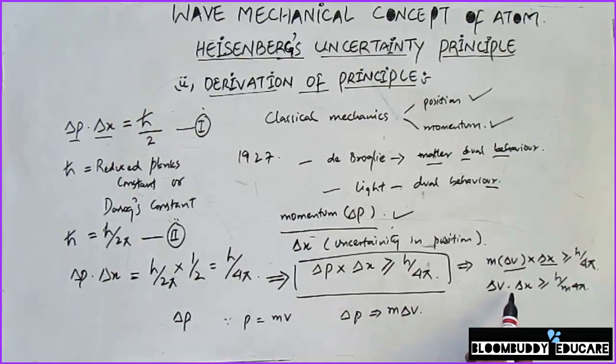Delta v into delta x is greater or equal to h by 4 pi m. So this equation is also Heisenberg's uncertainty principle. What this equation means is that the position and velocity of an object cannot be simultaneously known with certainty.